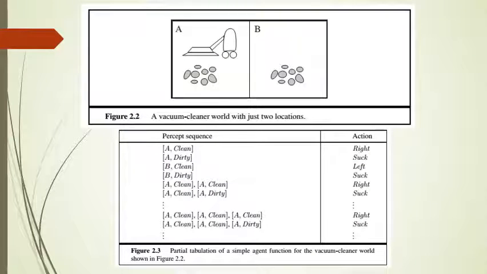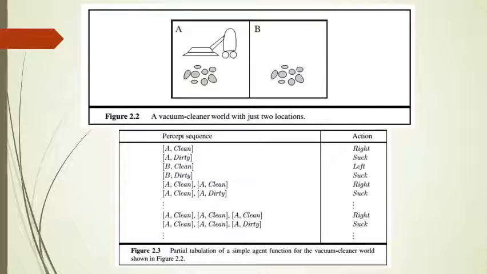Figure 2.2 shows a vacuum cleaner world with just two locations. Location A has dirt in it, while location B also has dirt. So the task of the vacuum cleaner is to sense the dirt and perform cleaning, whether it is square A or square B. Wherever it finds dirt, it will perform the cleaning task, and if there is no dirt, it will perform no task.